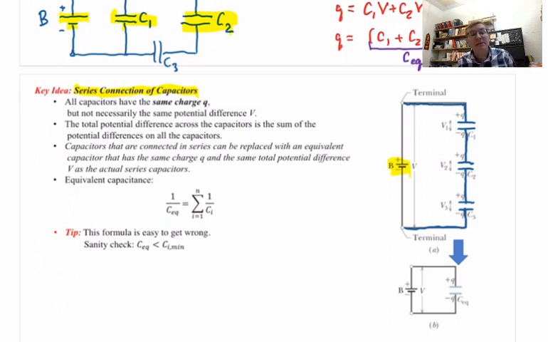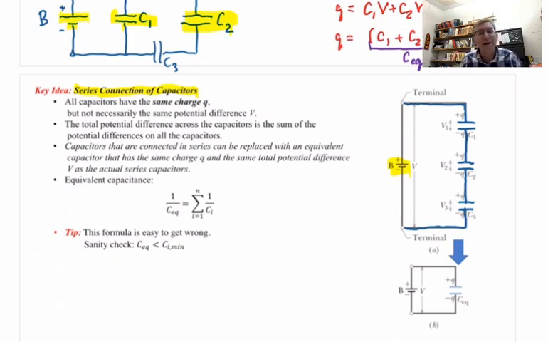That is called a series connection. And you can just think of that as capacitor 1, followed by capacitor 2, followed by capacitor 3. Or you can think of it the other way, C3 followed by C2 followed by C1. The order is not so important as the fact that it's just one after the other. Okay? And just connected together with conducting wires, and that's all.